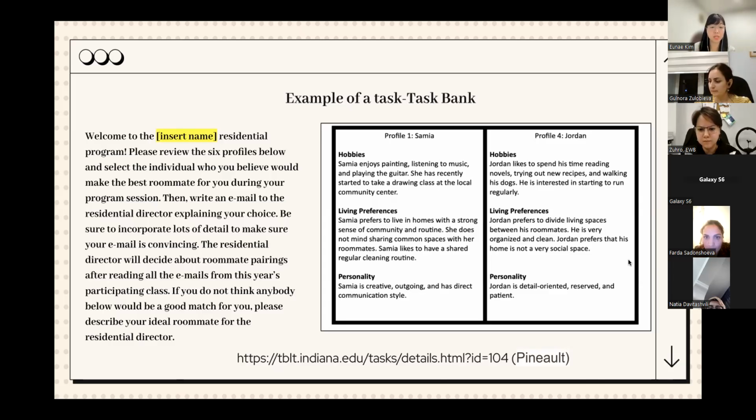Okay, so let me read the directions to you. Welcome to the residential program. Please review the 6 profiles below and select the individual who you believe would make the best roommate for you during your program session. Then write an email to the residential director explaining your choice. Be sure to incorporate lots of detail to make sure your email is convincing. The residential director will decide about roommate pairings after reading all the emails from this year's participating class. If you do not think anybody below would be a good match for you, please describe your ideal roommate for the residential director. And then it shows these types of profiles.